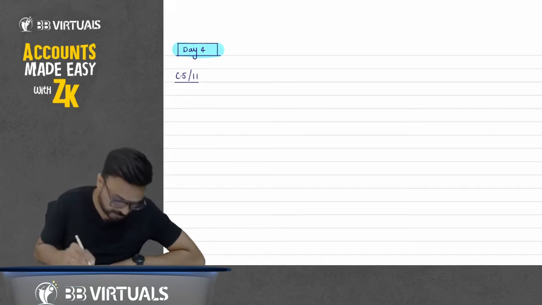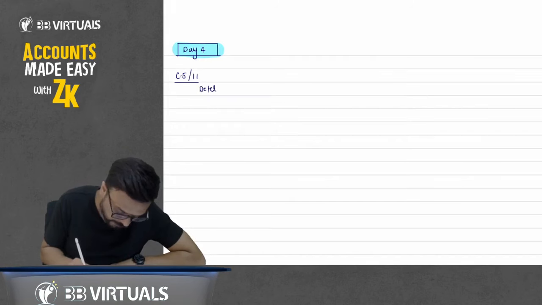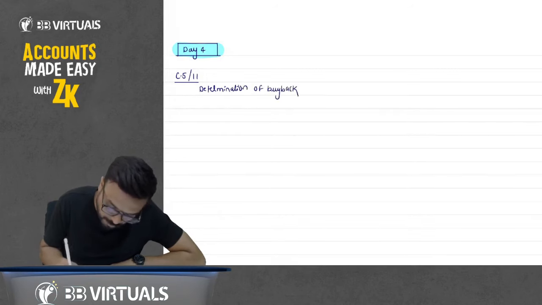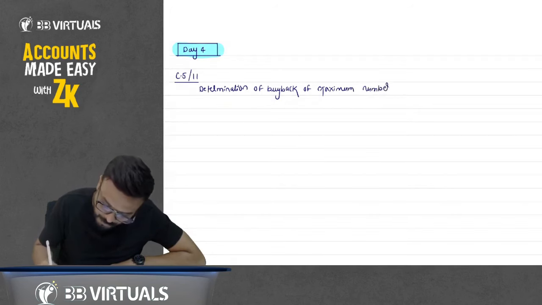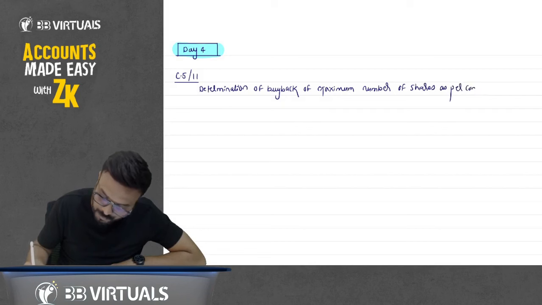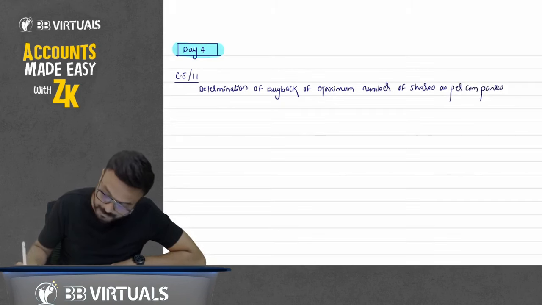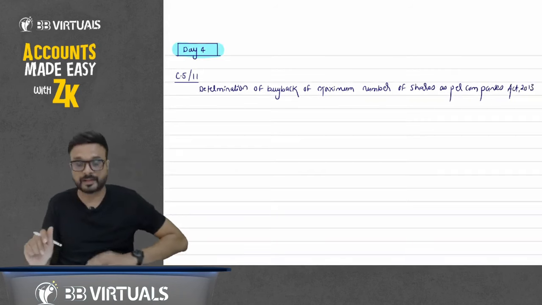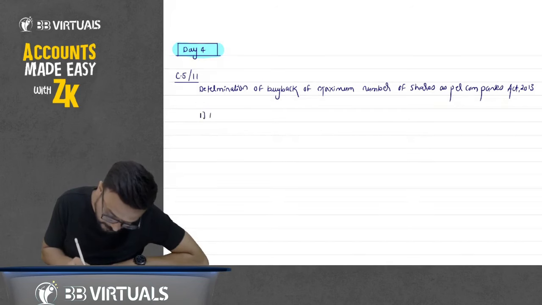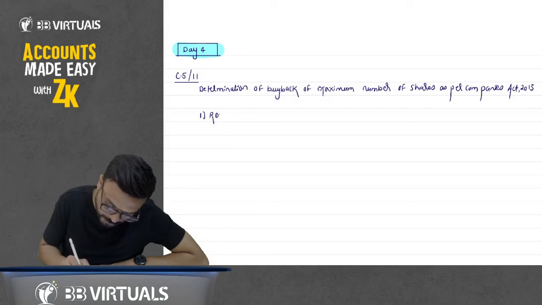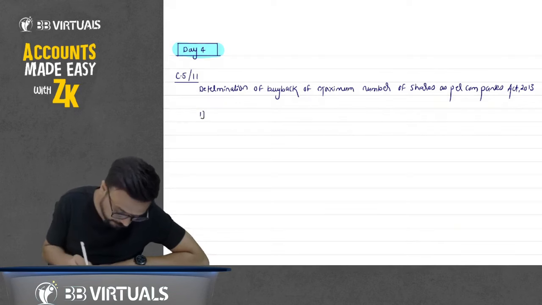So first we'll do the calculation. Write down here: determination of maximum number of buyback of shares as per Companies Act 2013. First is the resource test.